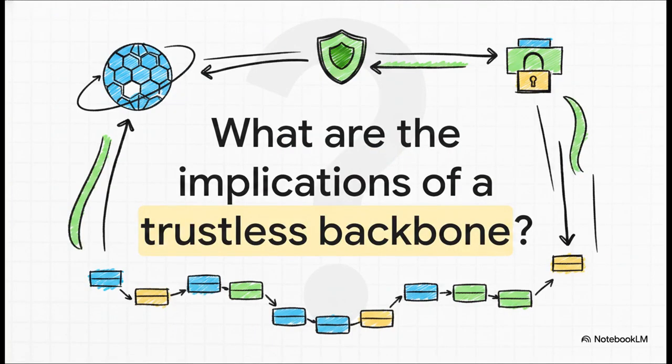As we wrap up this explainer, I really want to leave you with a thought to chew on. We've spent all this time looking at the mechanical reality of how these nodes communicate and secure data. When value can flow globally, securely, and completely seamlessly without any central authority or single point of failure, how does that reshape the future of our global infrastructure?